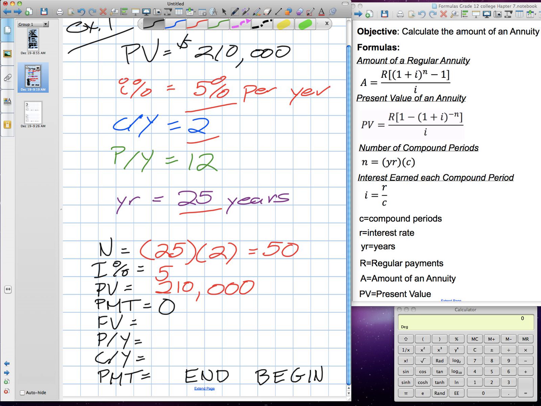Okay? Don't got to put anything in. Future value, we aren't gaining money. We haven't invested any money. We're paying off a loan. So we're not trying to find the future value of anything. So that's going to be 0 in this case.